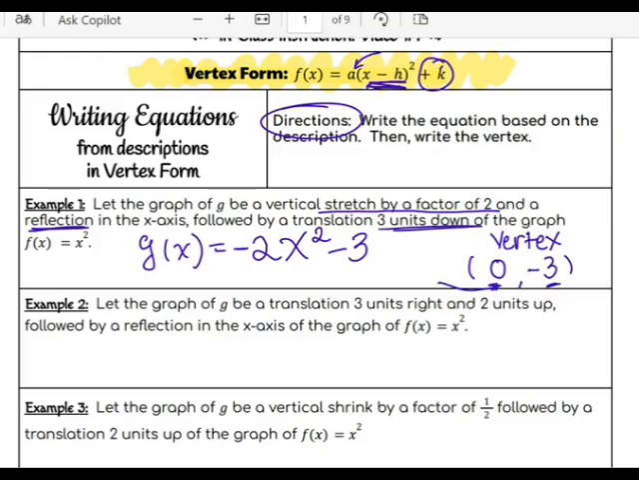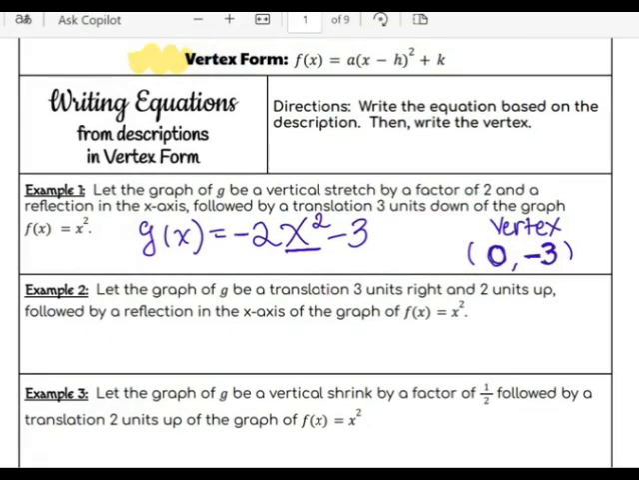Well, how do I know the x value is 0? Well, recall that in my description, it never said my graph moved left or right. Left and right is your x value. So that means it just stayed right on the y-axis, but the vertex shifted down 3.